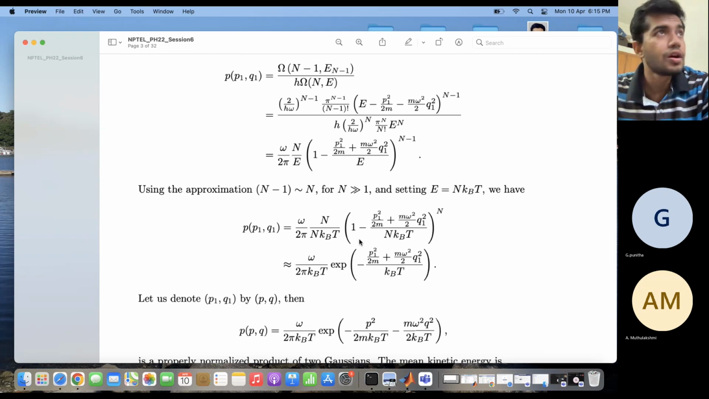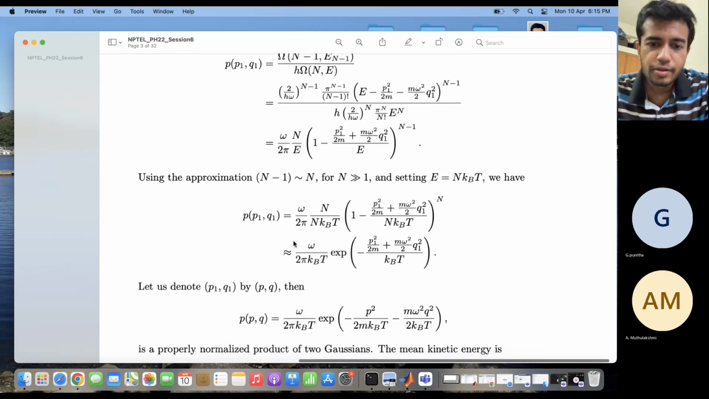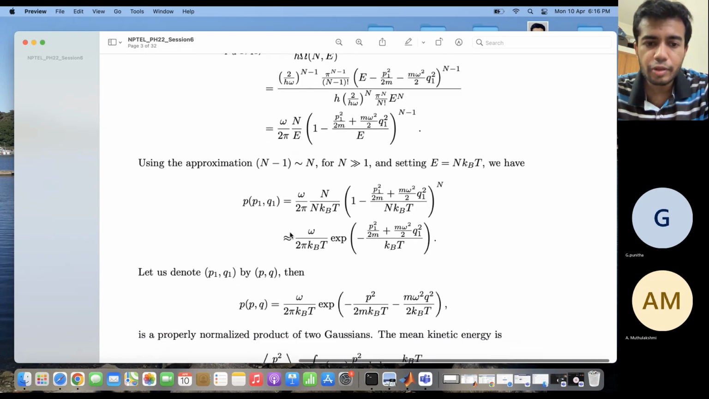So if I think of the Taylor series expansion for e to the power minus x, it is basically 1 minus x when x is very small. So if I consider this to be my x, then I can write this quantity as e to the power of minus x, to the power n, because I have n over here at the top. So therefore, this is the expression of the probability.